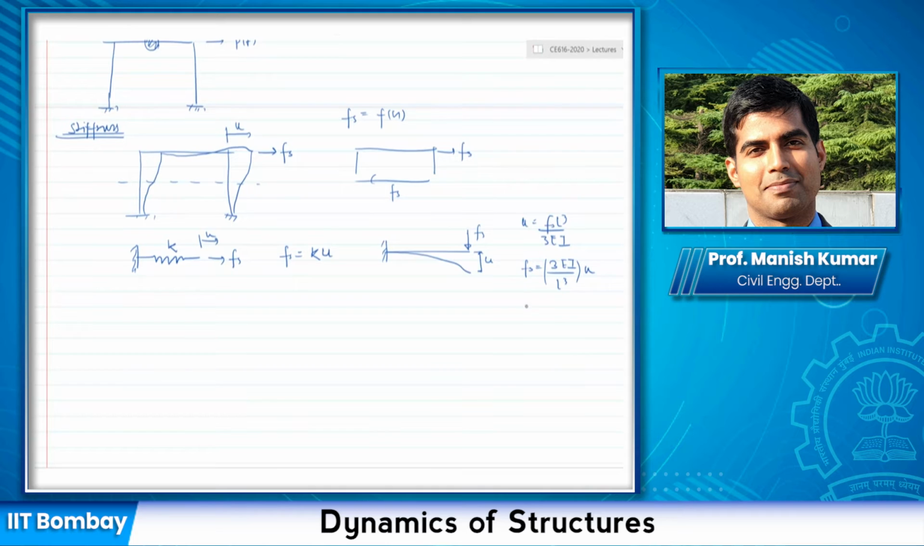Now, if I want to write this as K times U, can I say for this cantilever beam represented through this degree of freedom, okay, what is Ks? 3EI by L cubed. Can I say that? Does anybody have any objection to what I'm doing here?